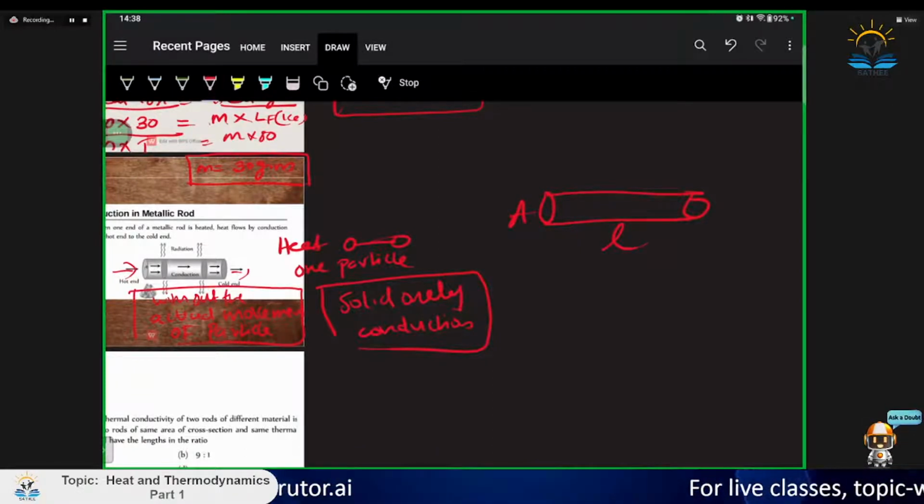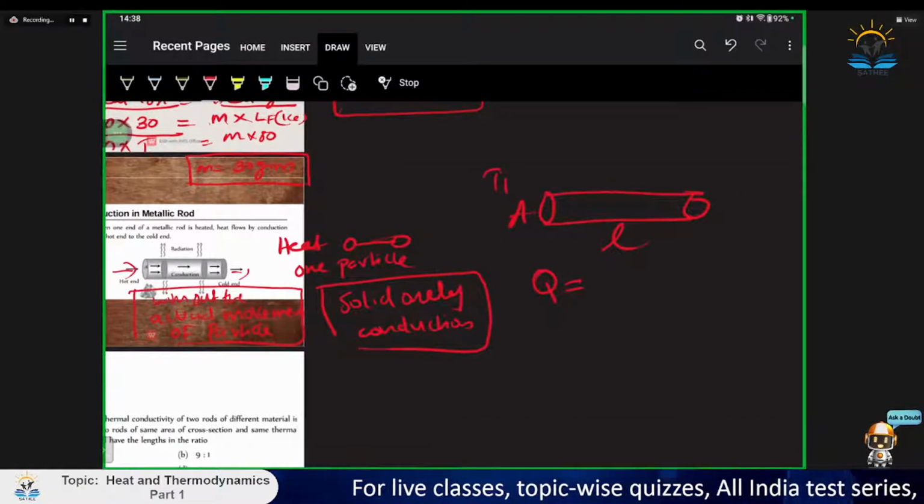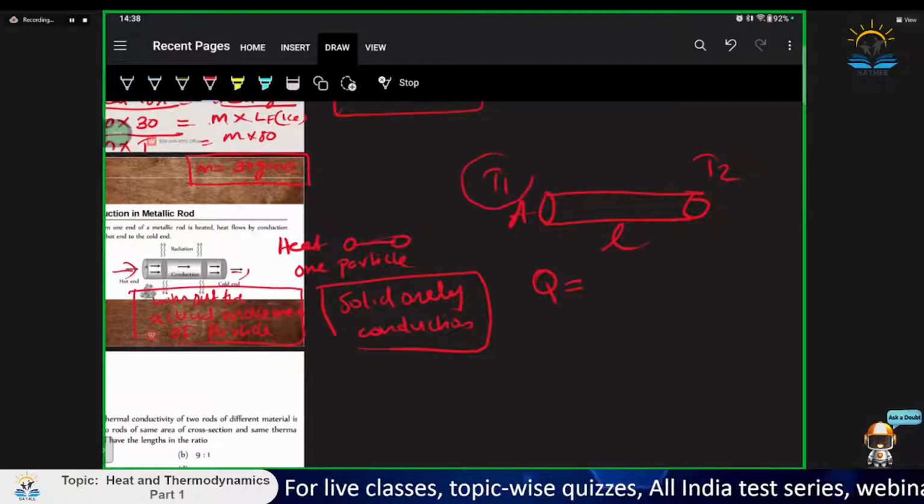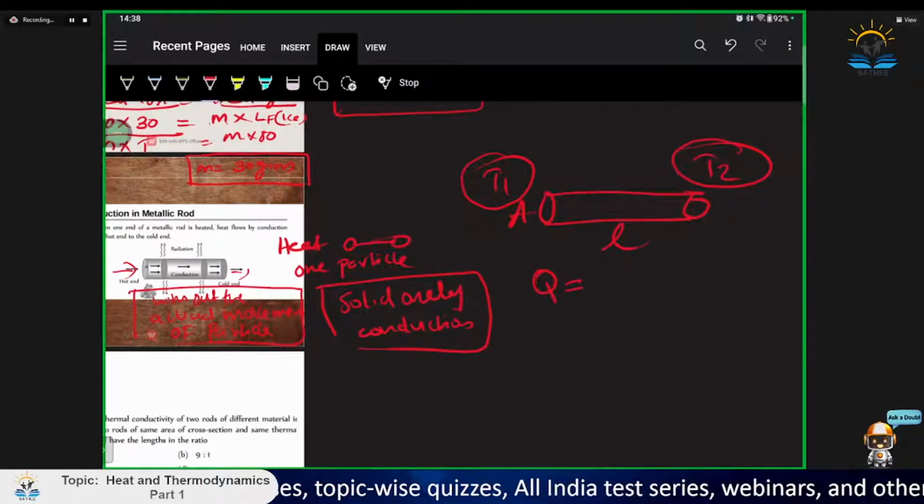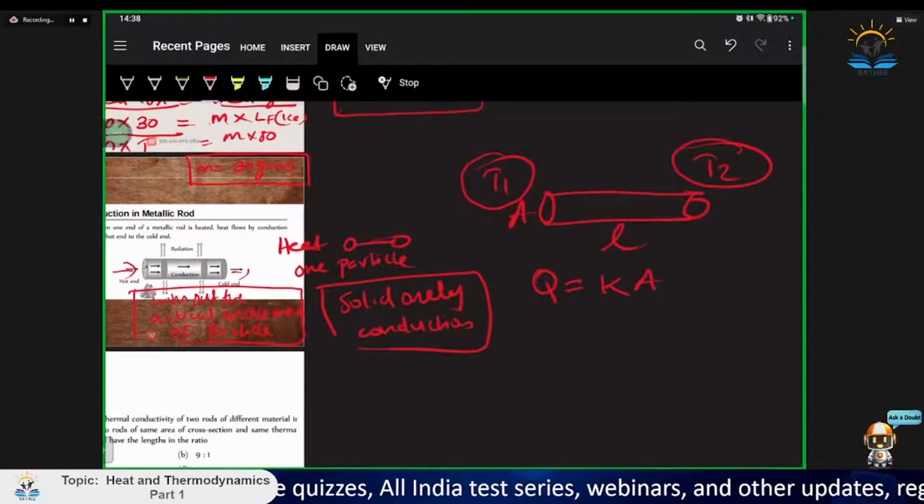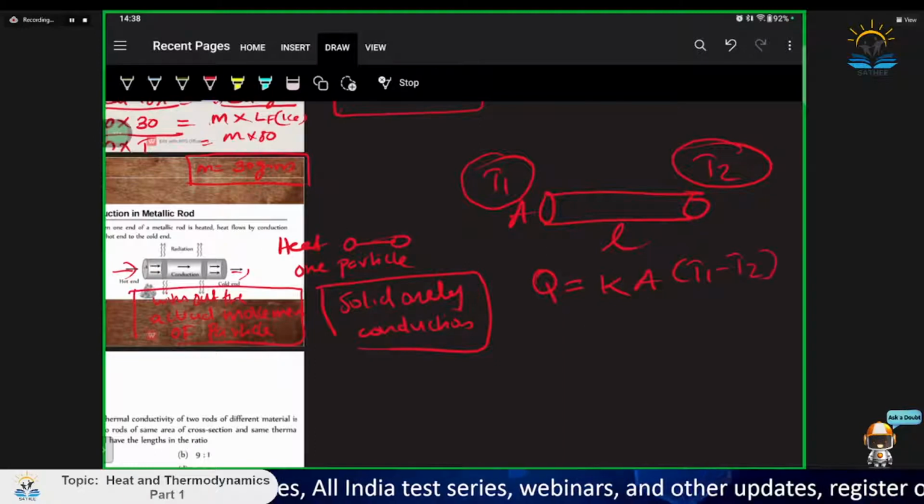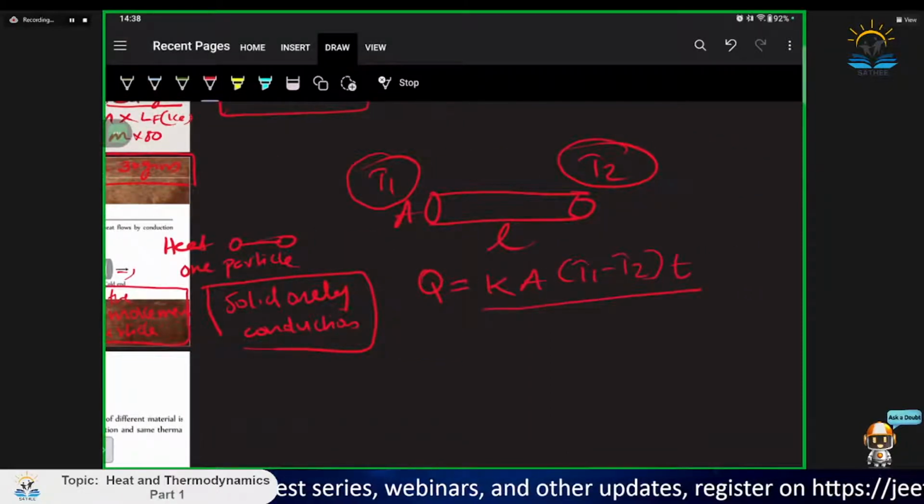So in conduction, when we give heat, it moves from higher temperature to lower temperature. T1 is the higher temperature, T2 is the lower temperature. So Q, I can write, is equal to K into A into (T1 minus T2) into t, by L.